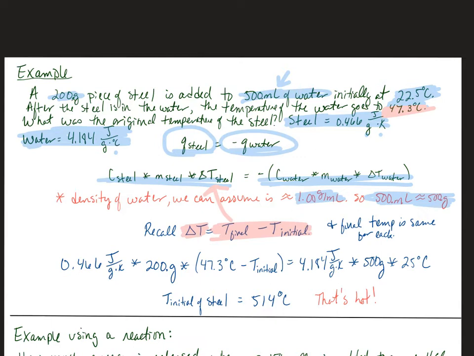So we've got that steel has this heat capacity, there's 200 grams, and our final temperature is given right there. Then we know that this is what we have for water. Now, that means that the initial temperature of steel, if you go through and complete this, is actually 514 degrees Celsius. That's quite hot. So yeah, pretty cool, huh? That's really all you do.